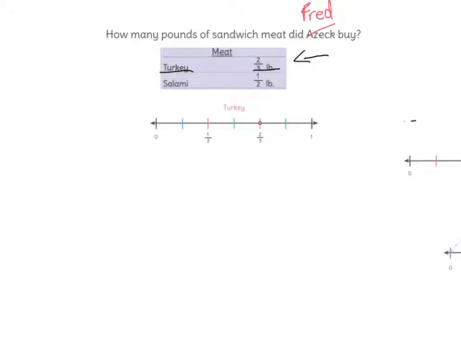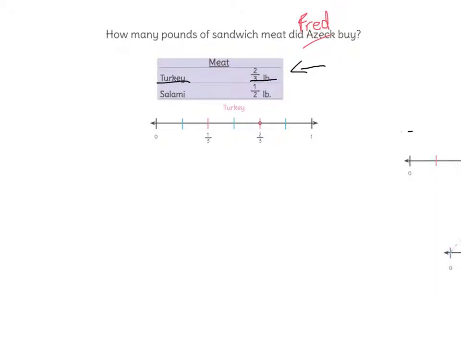Now, if you look at this number line, you'll see that it has turkey, and it's broken into thirds, and the thirds are right here. There's 1/3. There's 2/3. There's the 2/3 of a pound. So then he also had a 1/2 pound of salami. And that's this one. So see how they're marked turkey and salami, and 1/2 pound is right here.